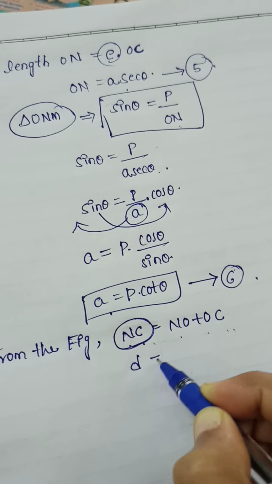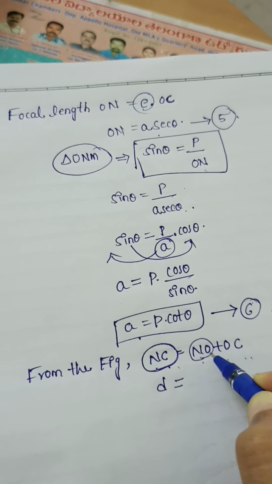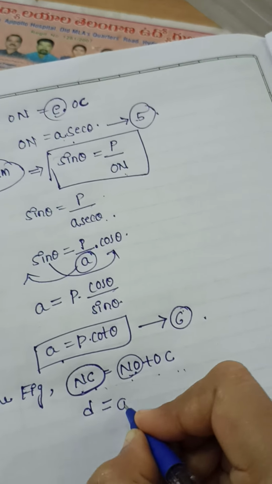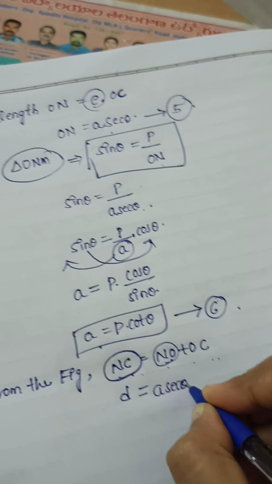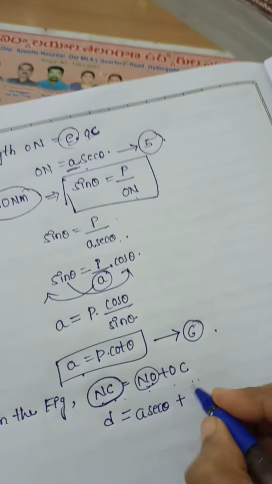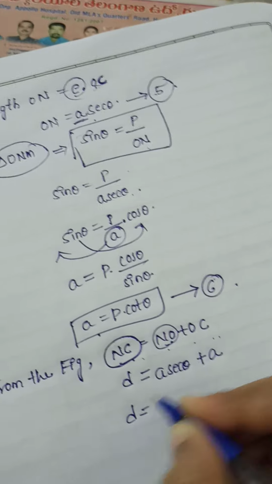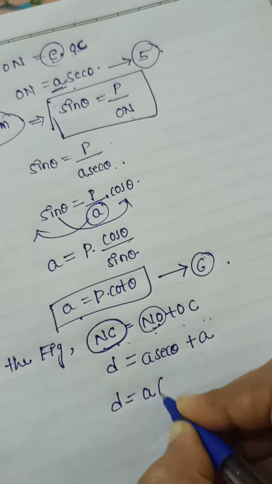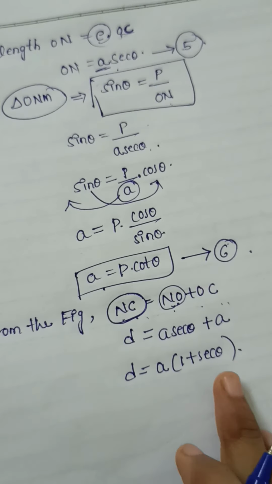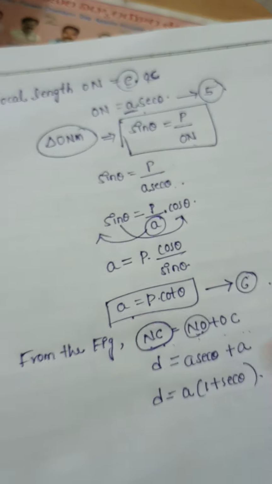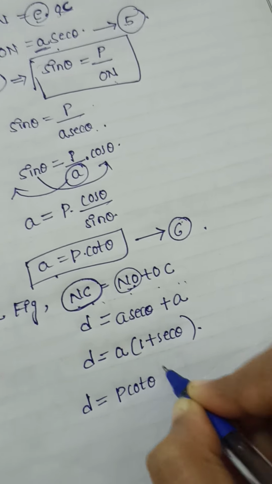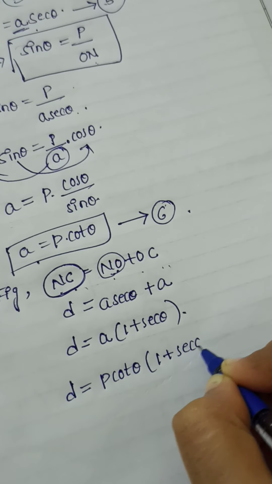NC value is D, and what is the value of ON? ON value, from equation 5, is A sec theta. A sec theta plus what is the value of OC? OC value is A. Now D is equal to, taking A common, A into 1 plus sec theta. Next, substitute the value of A from equation 6. Here D is equal to, A is equal to P cot theta, into 1 plus sec theta.